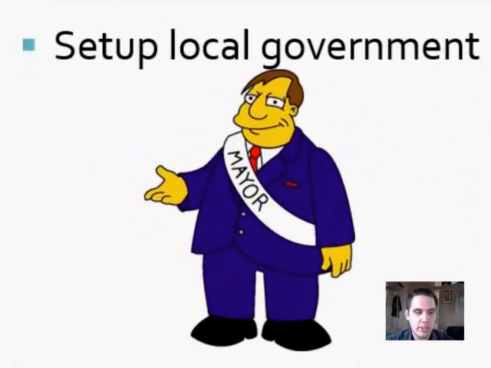So those powers include setting up local government. Are we going to have a mayor? Are we going to have a council, governor? How are we going to pass laws? How involved should the people be in creating laws? All those kinds of decisions the states make up for themselves. The federal government, Congress, President, Supreme Court cannot tell us what to do there as long as we don't do anything that violates the Constitution.